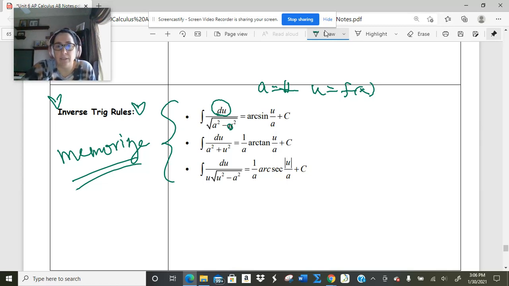Arcsine is the only one that doesn't have the coefficient of 1 over a in front. When I don't have the radical and I have a plus, this is arctan. When I have the radical and the function and the a are switched, and I also have a u out in front, it is the arcsecant. On the inside, they all have u over a, but the arcsecant is the absolute value. So let's go try some.